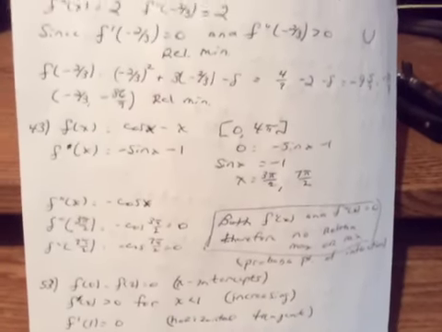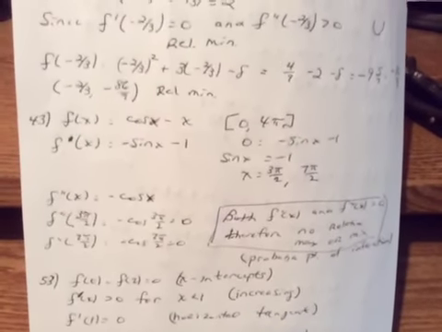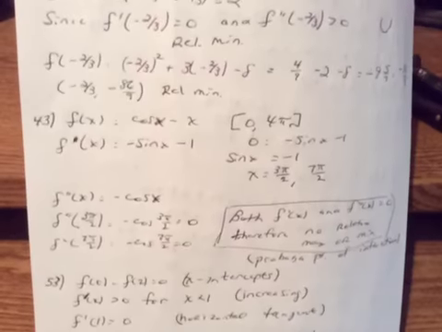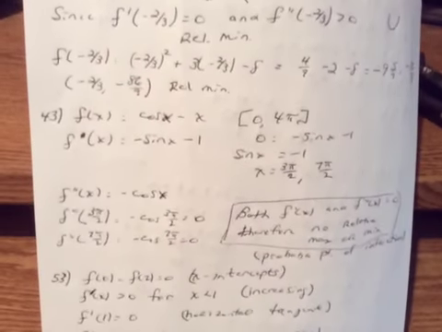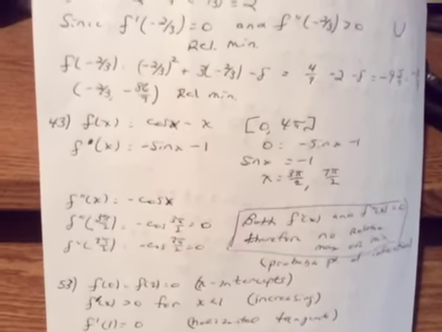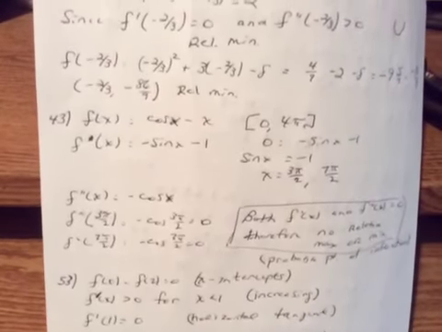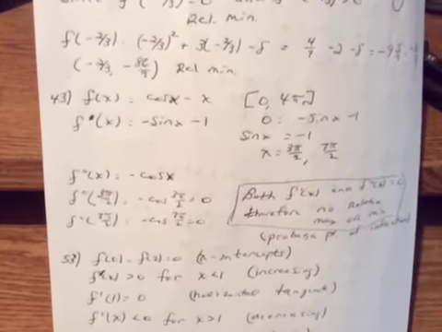43, both the first and the second derivative will be 0 at 3 pi over 2 and 7 pi over 2. Therefore, there's neither a maximum or a minimum. Probably will be a point of inflection, but you're not checking for that.